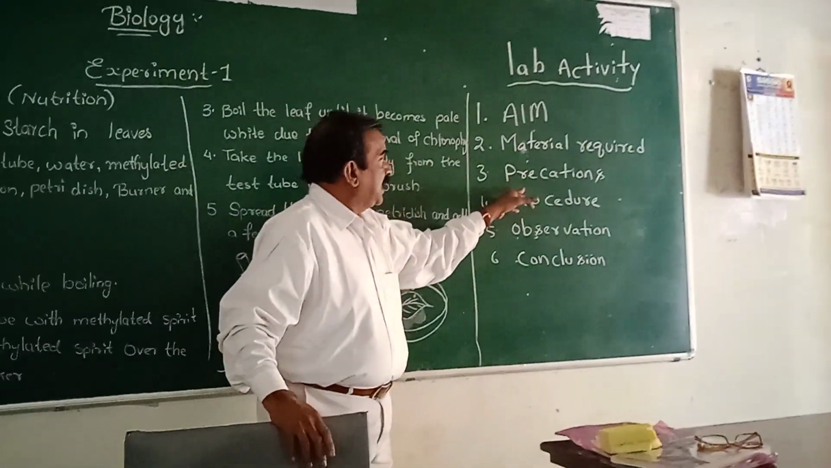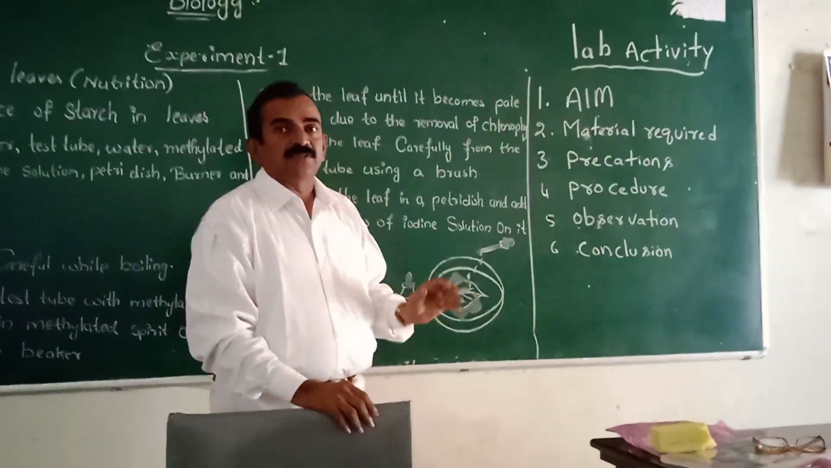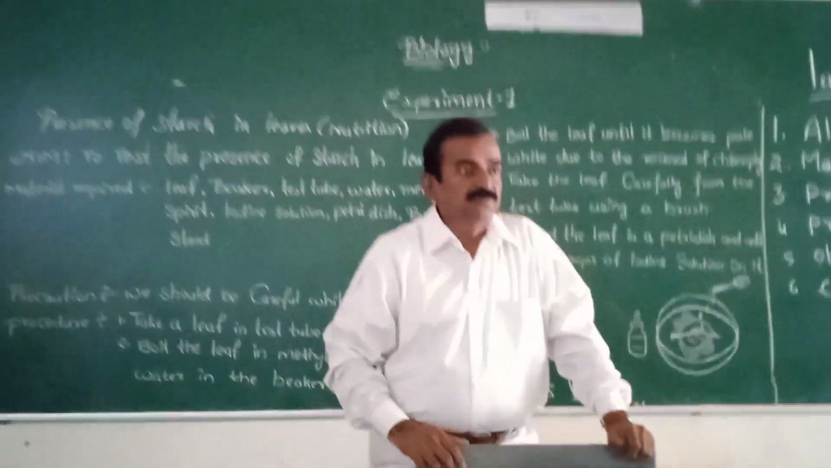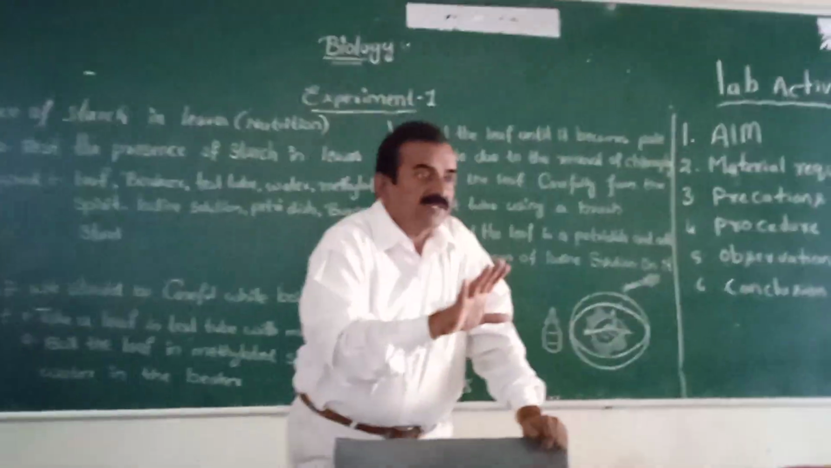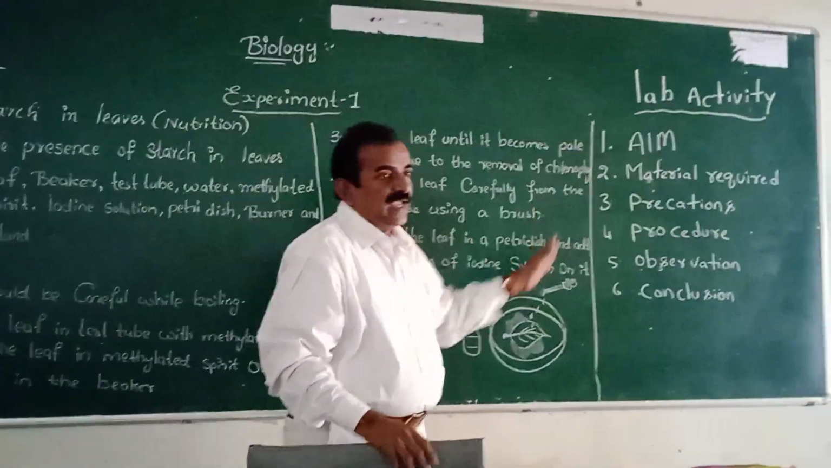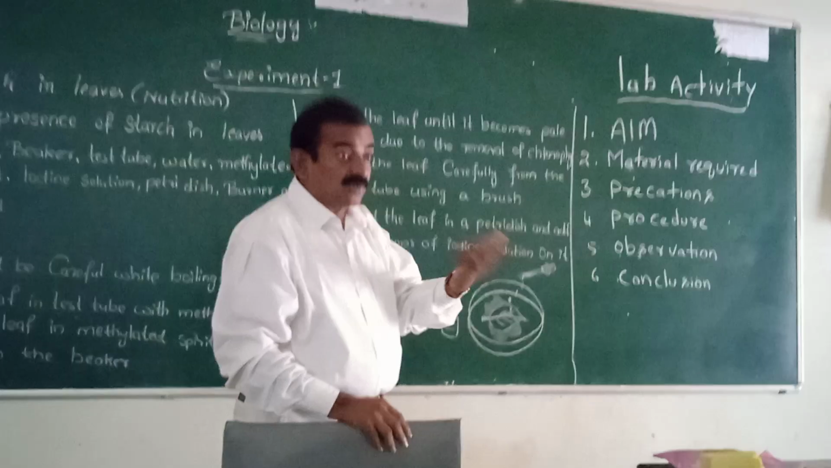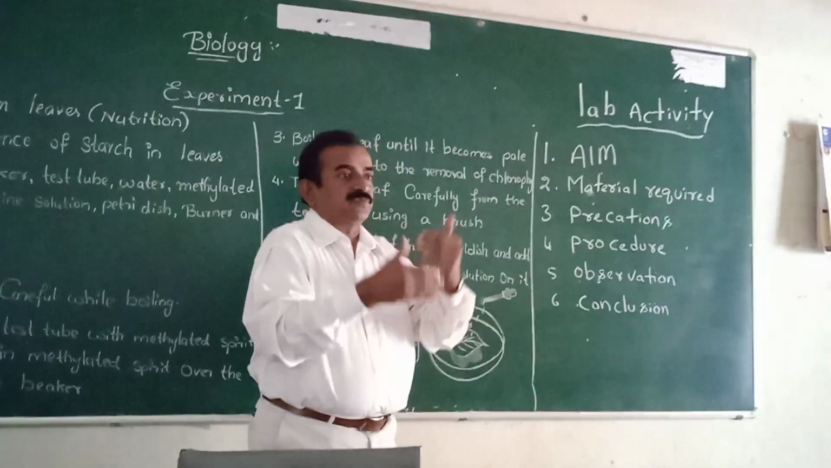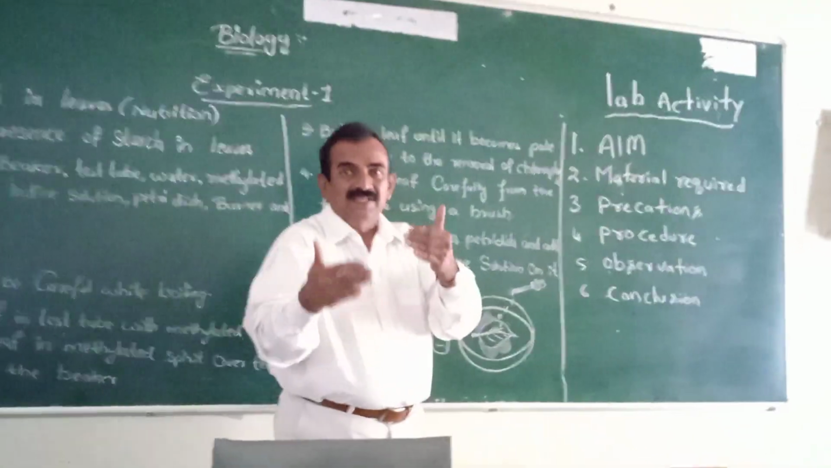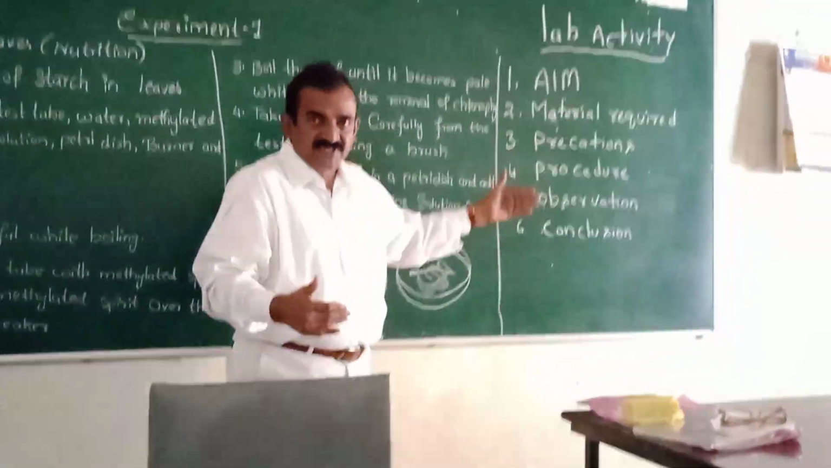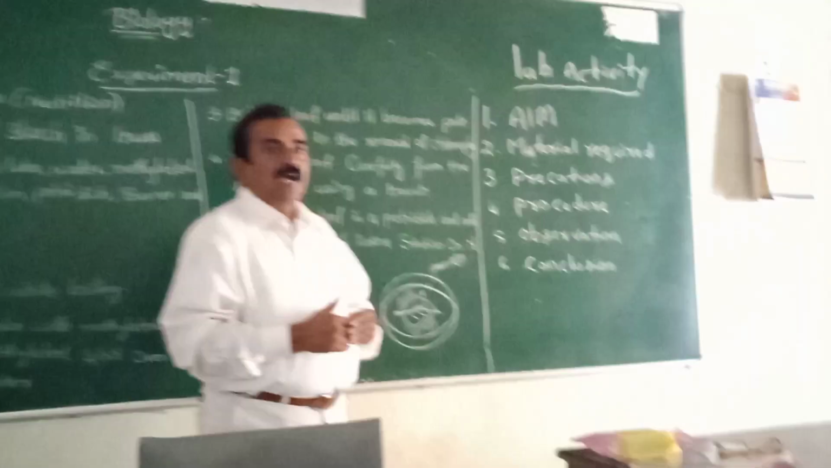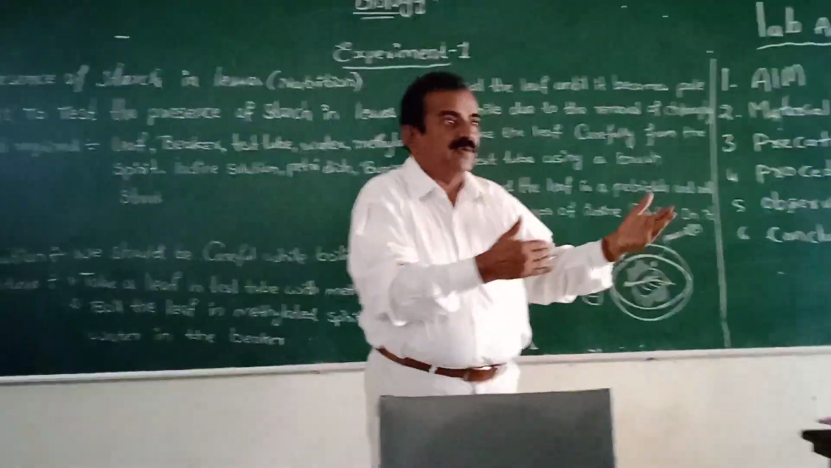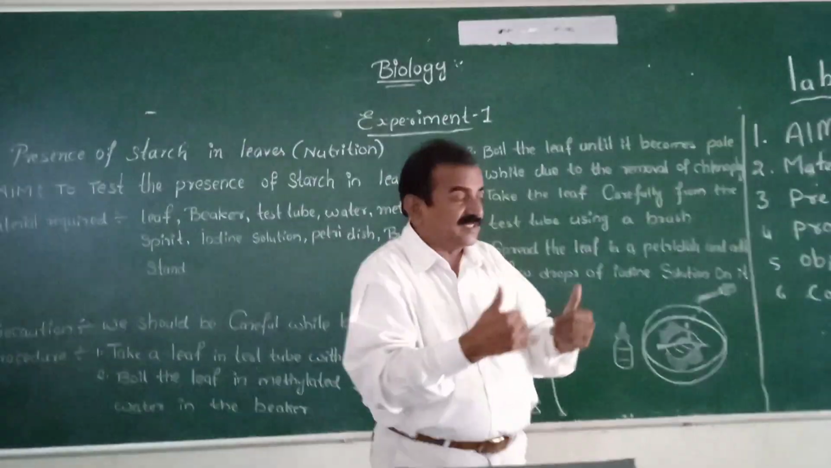Material required. And next is precaution. While doing any activity, we need to take some precautions. Without taking precautions, we should not do any activity. And the fourth one is procedure. What are the steps we need to follow while doing the activity? That we need to write in procedure. And next, observation. What you are observing while doing this activity, observations are also required.